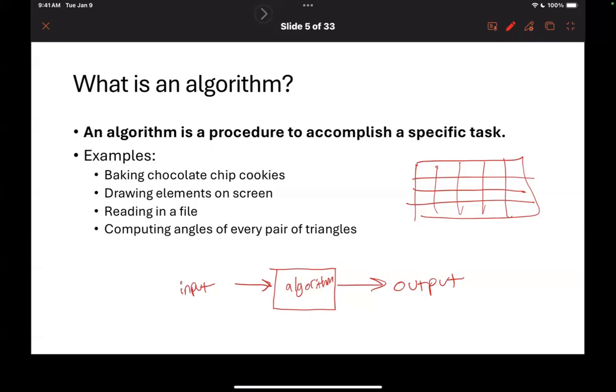Reading in a file is also an algorithm. Also, for my research, I compute pairs of angles of triangles, saying these triangles are at this angle, and I do that for each pair in the file. Those are all algorithms.